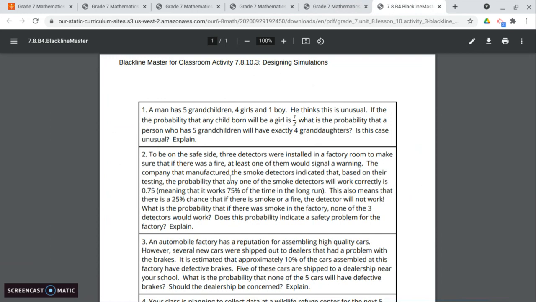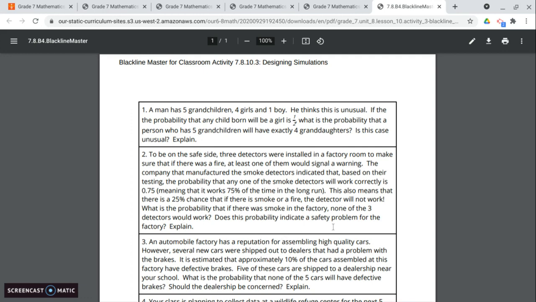All right, so our second one. To be on the safe side, 3 detectors were installed in a factory room to make sure that if there was a fire, at least one of them would signal a warning. The company that manufactured the smoke detectors indicated that, based on their testing, the probability that any one of the smoke detectors will work correctly is 0.75, meaning that it works 75% of the time in the long run. This also means that there's a 25% chance that if there is smoke or a fire, the detector will not work. What is the probability that if there was smoke in the factory, none of the 3 detectors would work?